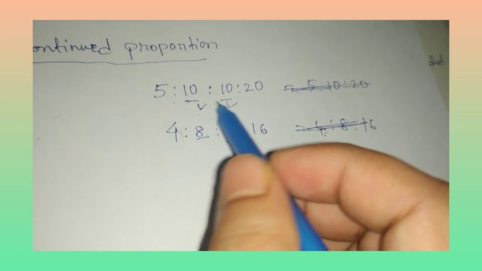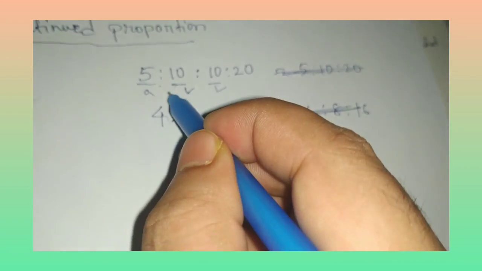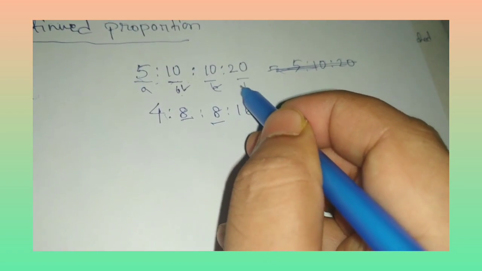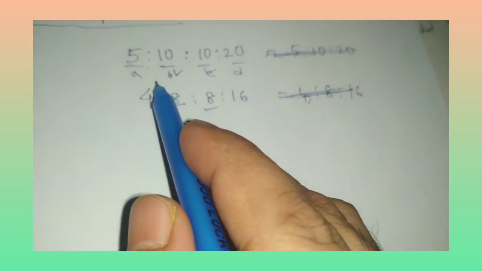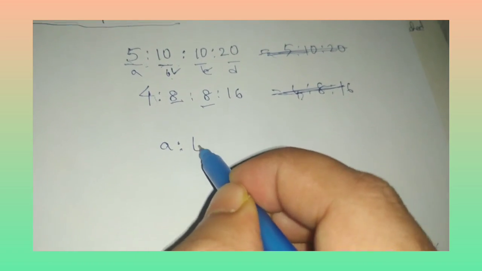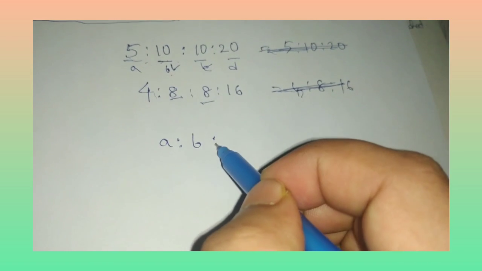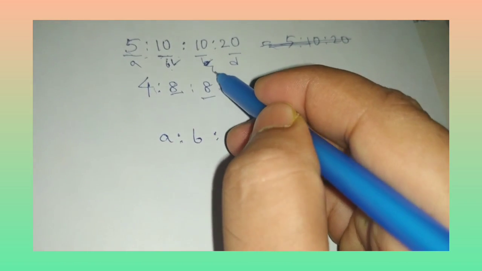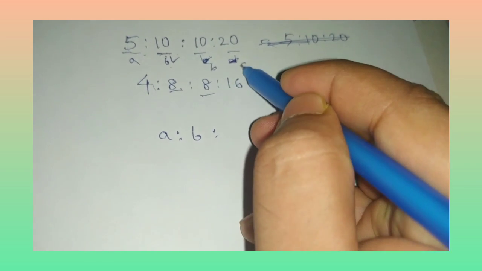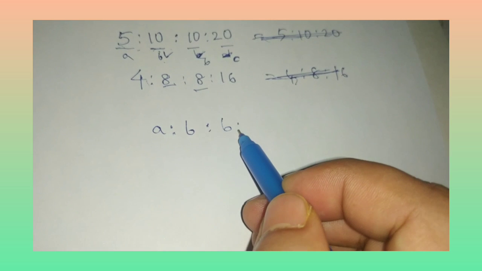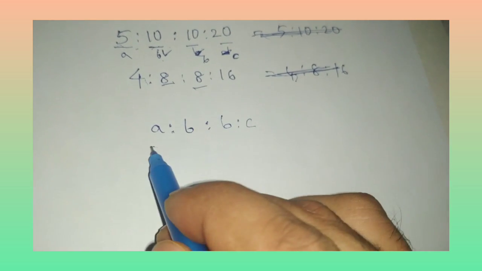So if you write it as A is to B, suppose this is the first quantity, this is the second quantity, this is the third quantity, and this is the fourth quantity. If we write it as A, B, C and D, we can write A is to B is to, since B and C are the same, we write this as B and this as C. So A is to B is to B is to C, like this.